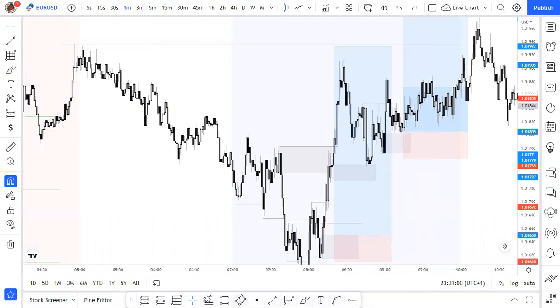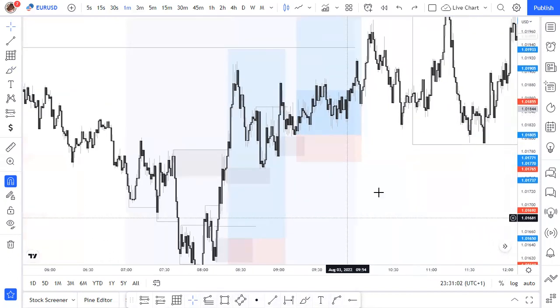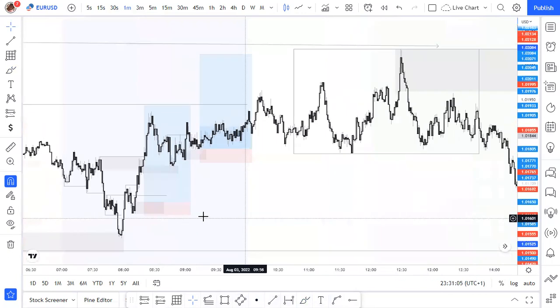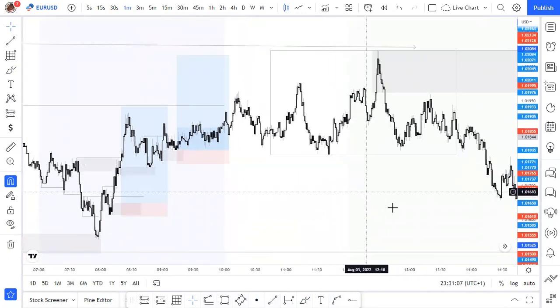So I got taken out for break even in that particular zone. Yeah, whole price put back down here.